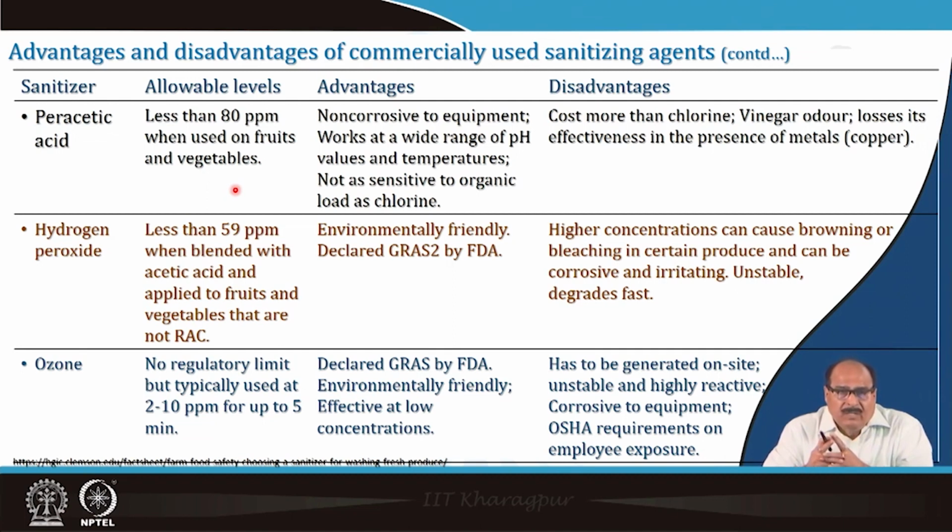Ozone: of course, there are no regulatory limits or levels in many countries for ozone, but typically it is used at 2 to 10 ppm for up to 5 minutes. It is declared GRAS by FDA, environmentally friendly, effective at low concentration, but it has to be generated on site. It is unstable, highly reactive, corrosive to equipment, and there are OSHA requirements on employee exposure.